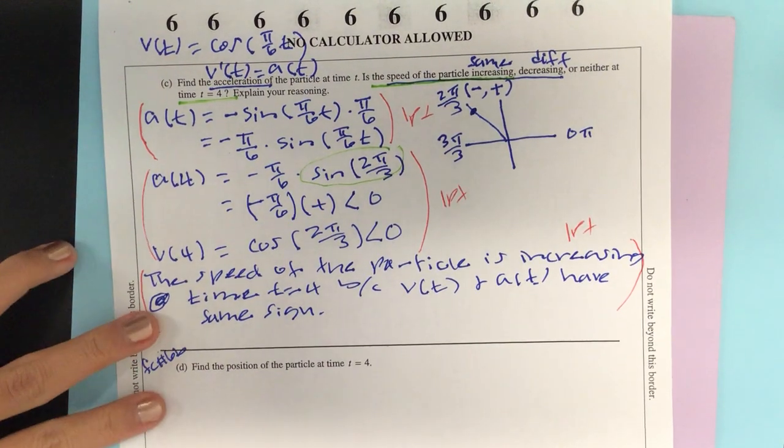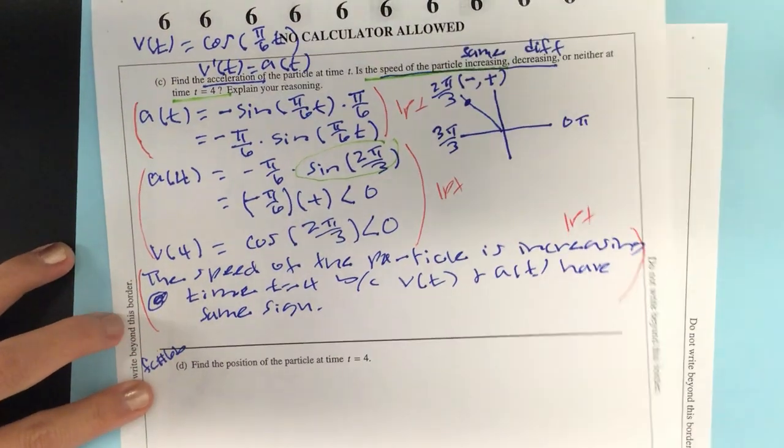So I'm going to hide this real quick. Ian, read to me the explanation. The speed of the particle is increasing at time t equals 4 because v of t and a of t have the same sign. Very good. Harad, let's read it one more time. The speed of the particle is increasing at time t equals 4 because v of t and a of t have the same sign. Very good.